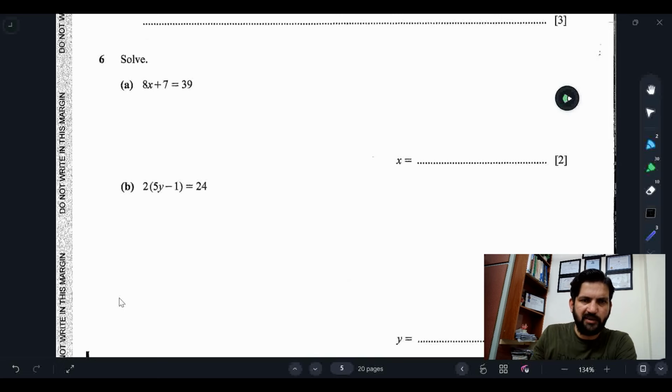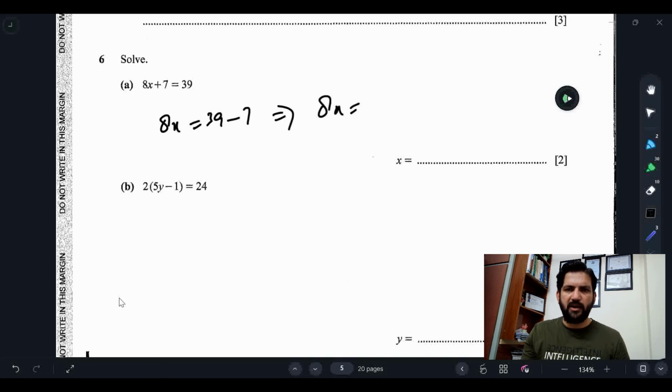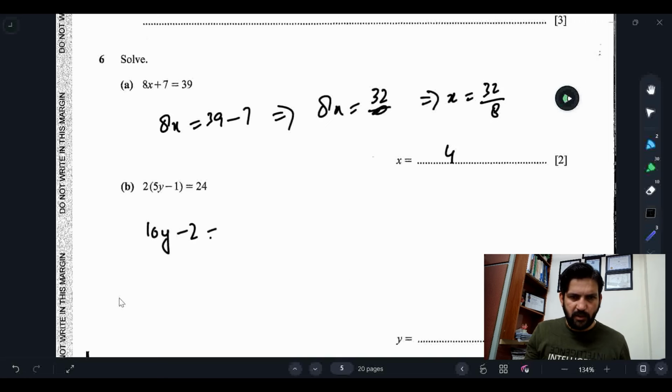This one, solve this. Solve means we just need to rearrange it. So this will be 8x equals 39 minus 7, and 39 minus 7 is 32, so 8x equals 32, and then x will be equal to 32 by 8, which means 4. Let's move to the next one.